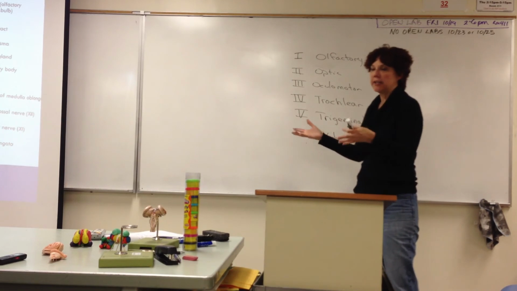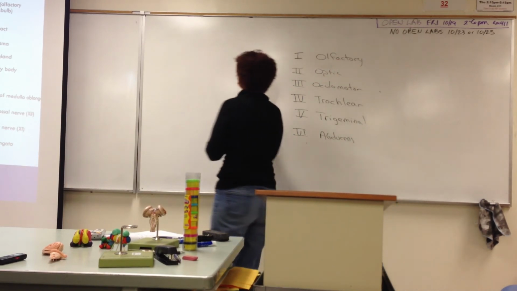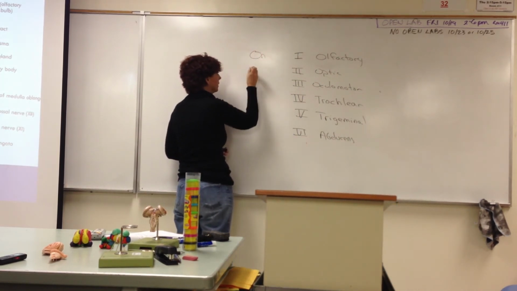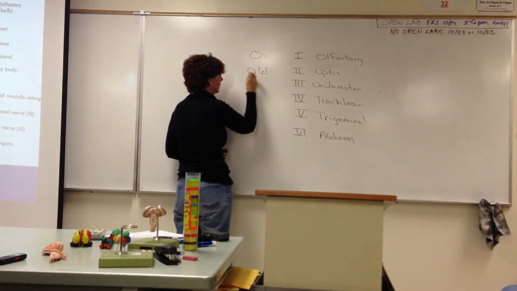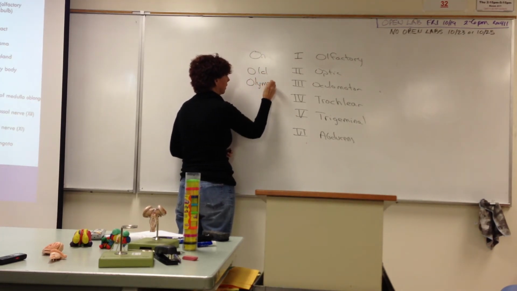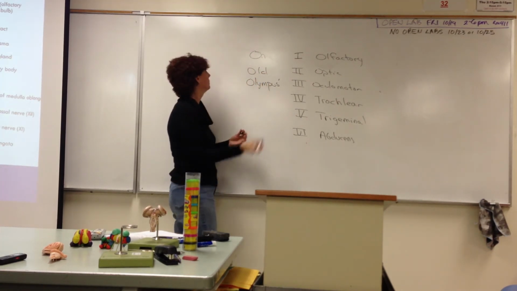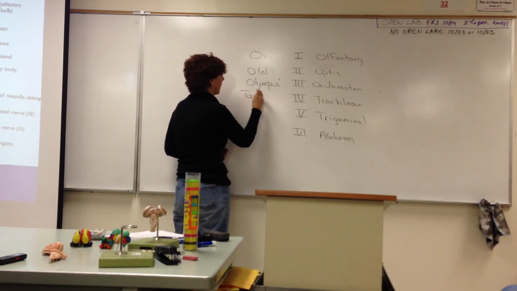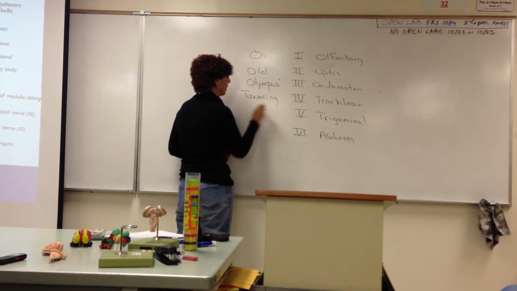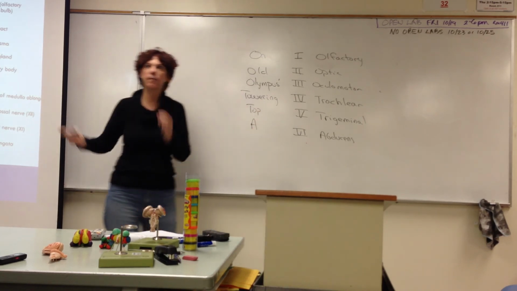So on your lecture notes is this mnemonic: On Old Olympus, that's a mountain, Towering Top, A Spin in German, Do Some Hops.